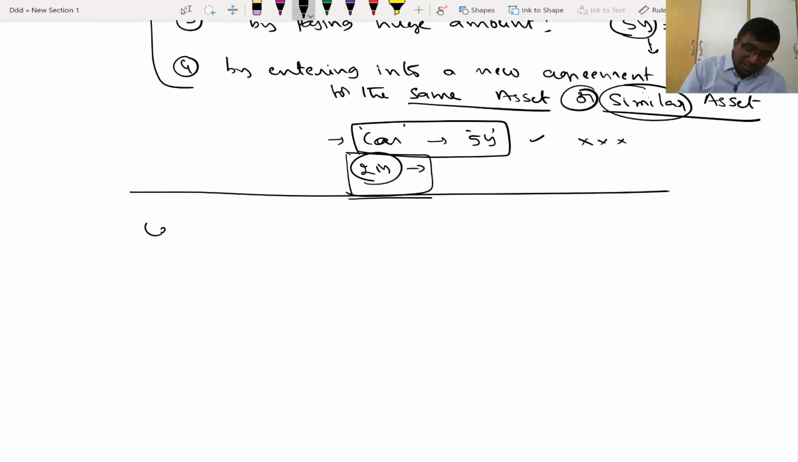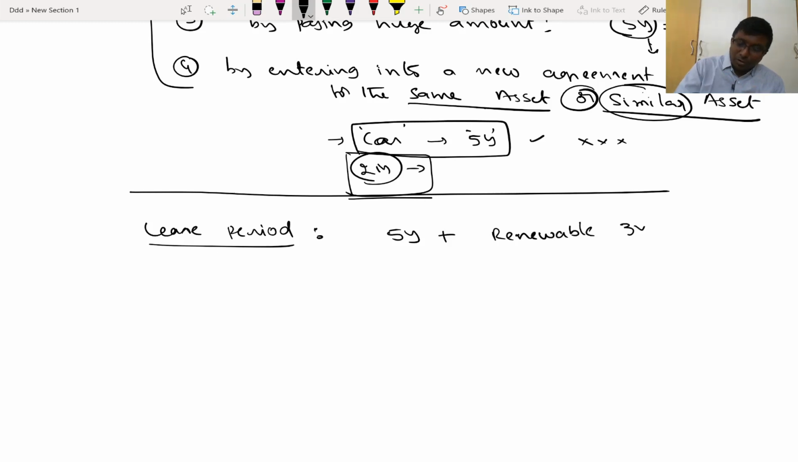What is lease period, sir? Suppose in the lease these words are there: 5 years lease, plus a renewable period also. Renewable 3 years, you can renew it for 3 years more. At the end of the 5th year, you have to enter into an agreement, or you can renew it. One more time you sign, and they will give very clearly how much rent you should pay in the 6th year, 7th year, 8th year. That also they might have mentioned.